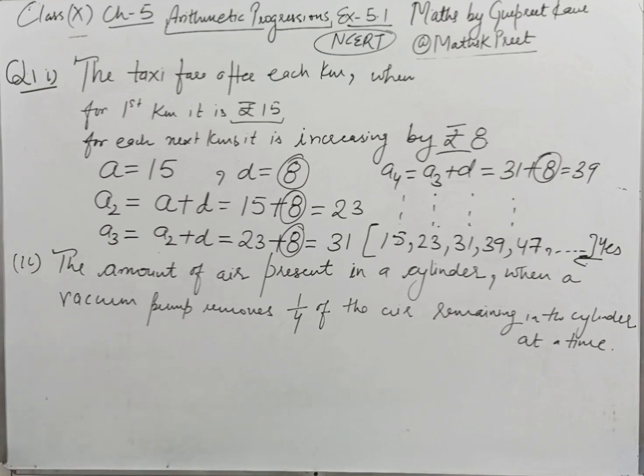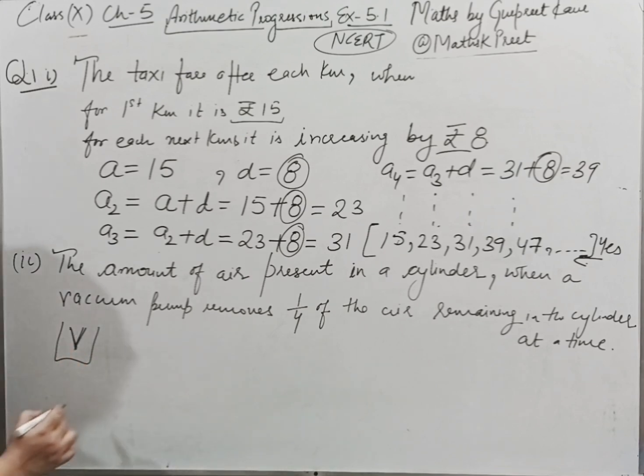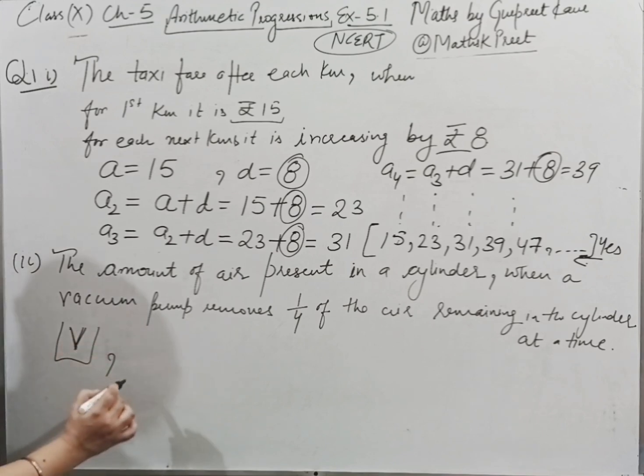Next part. Amount of air present in a cylinder when a vacuum pump removes 1/4 of the air remaining in the cylinder at a time. We have to check whether this pattern is forming an AP or not. So let the amount of air present in a cylinder be V, capital V. And the pattern is when a vacuum pump removes 1/4 of the air remaining in the cylinder. So at present this is the air in the cylinder.